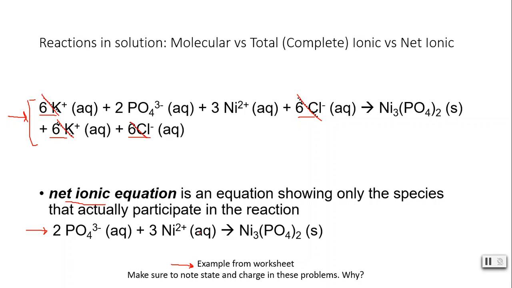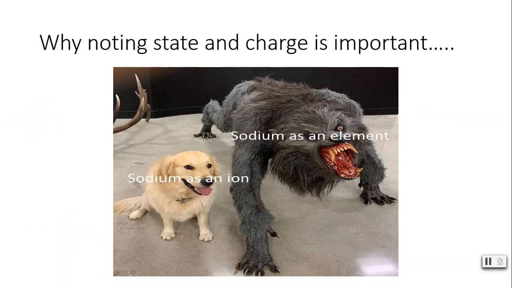So one more point I'm going to make in this little video before stopping is when you write total and net ionic equations, it's really important to note the state, that's what's in parentheses here, and charge of each species. And why is that? Is that just me being picky? Well, no, that's not just me being picky. That's because state and charge is important because it can speak to the reactivity of an atom or molecule.